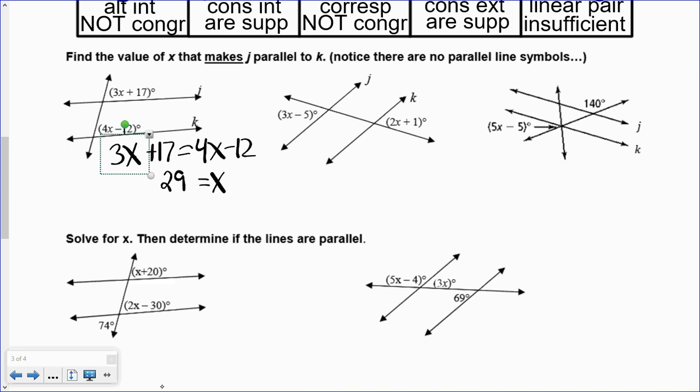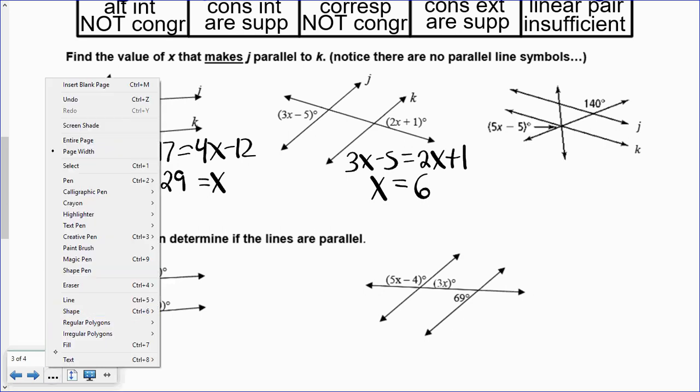So I'm going to write the equation. 3x minus 5 equals 2x plus 1. And then I'm going to solve it. So I use some algebra, pull the 2x over here, add the 5 over there. x is 6. Yep, we did that.